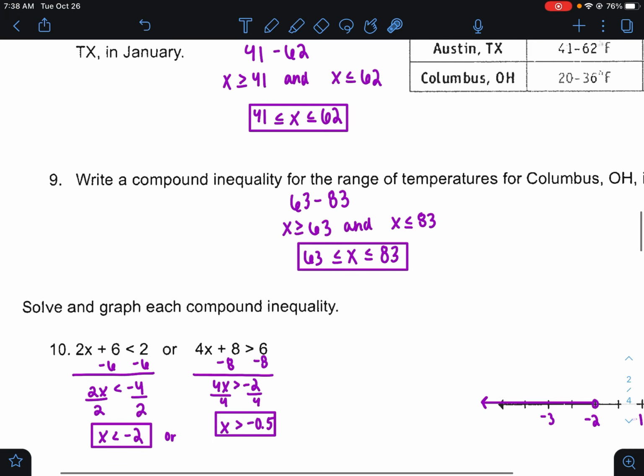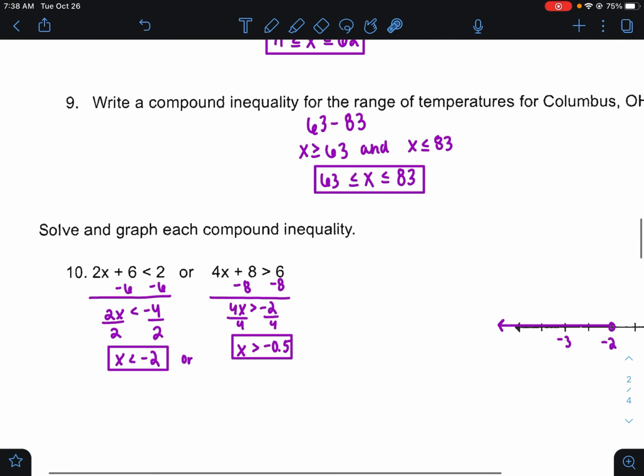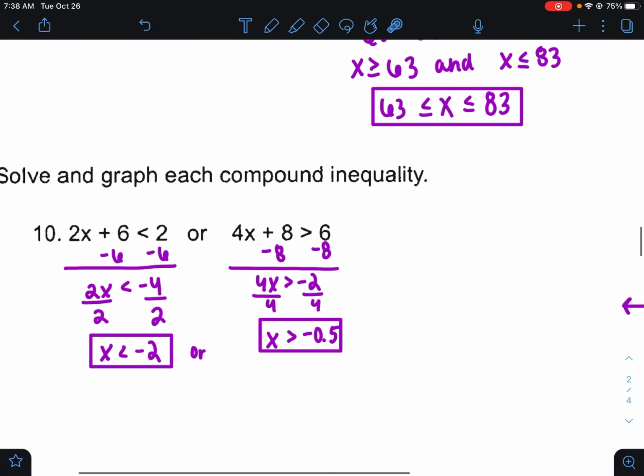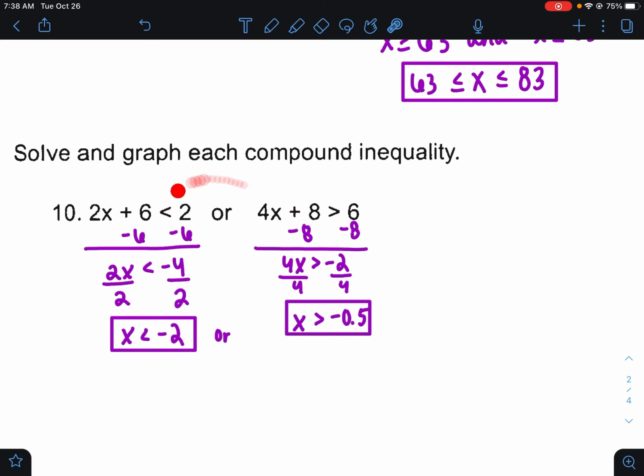All right. Next, solve and graph each compound inequality. Well, for or statements here, we will have two separate inequalities. They can be the same or they can be different. In this one, they're two different, so we're going to solve each of them individually. And what we notice here is we get x is less than negative 2, or it is greater than negative 0.5.